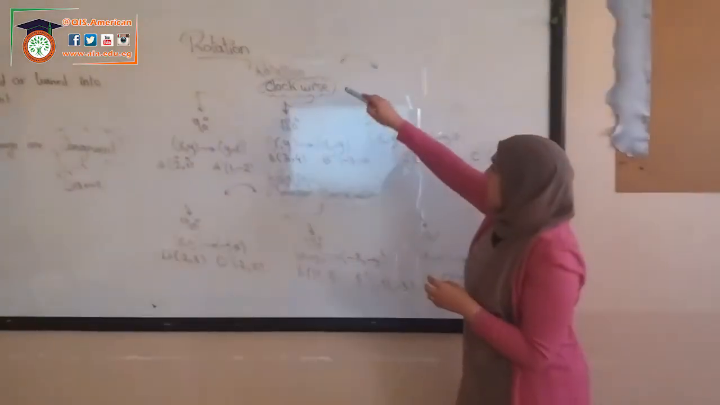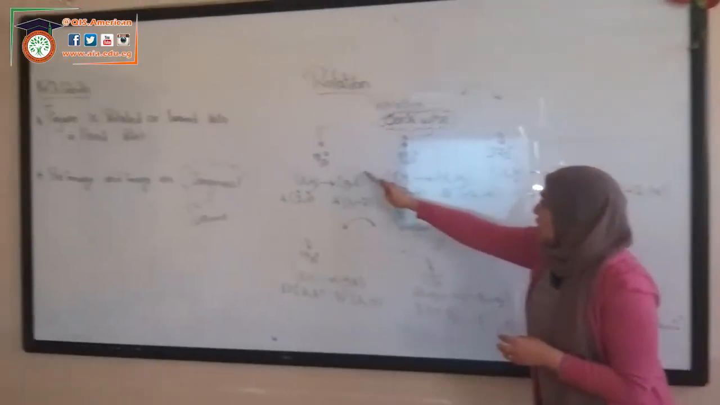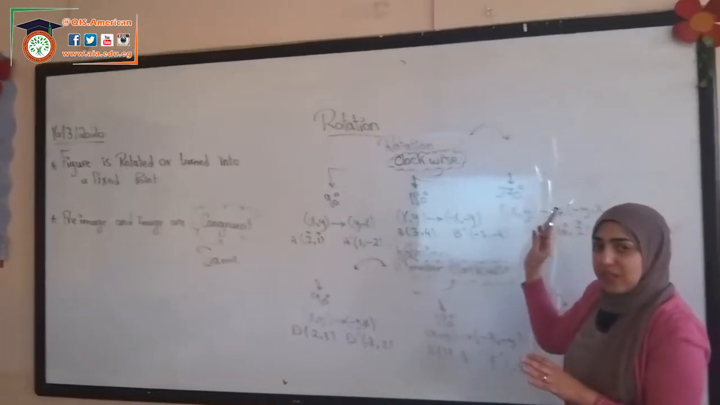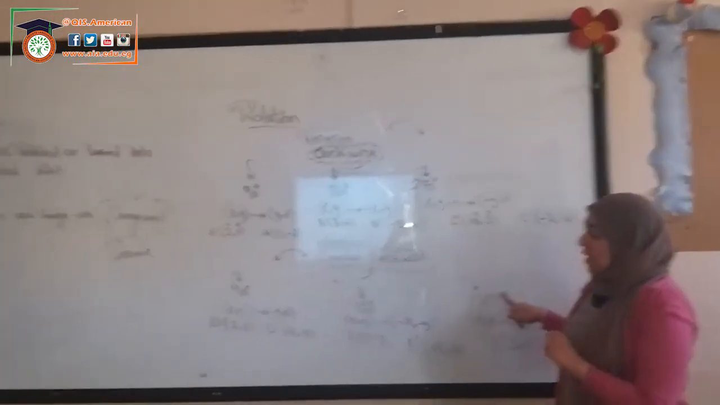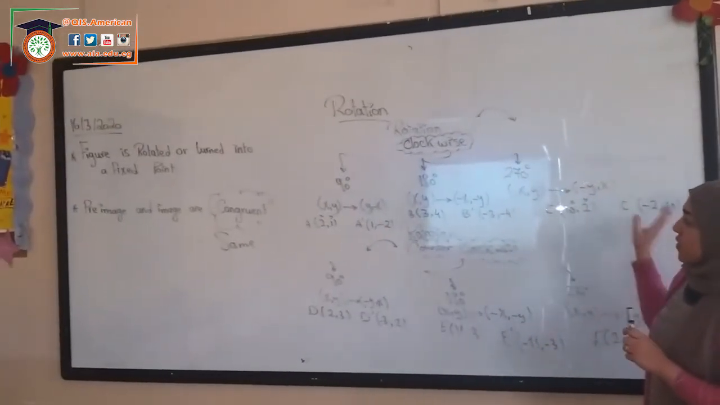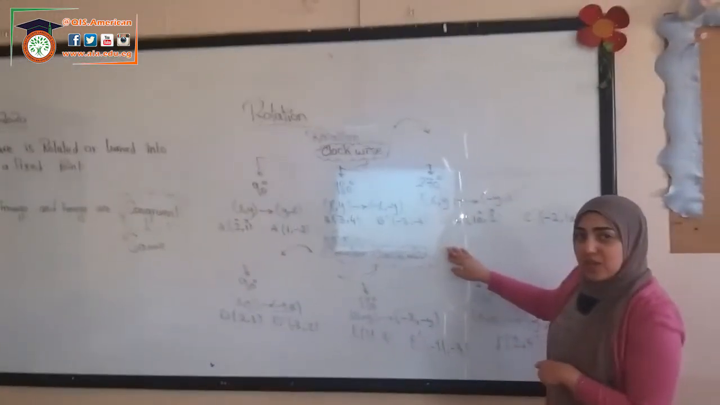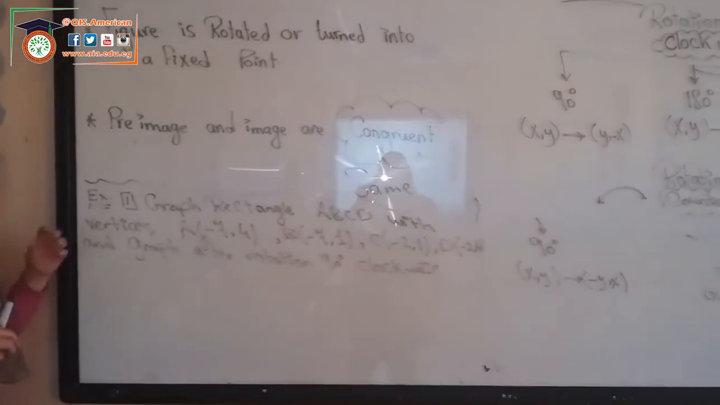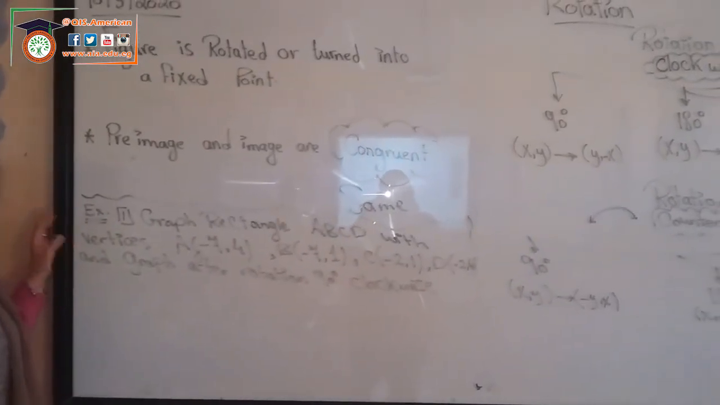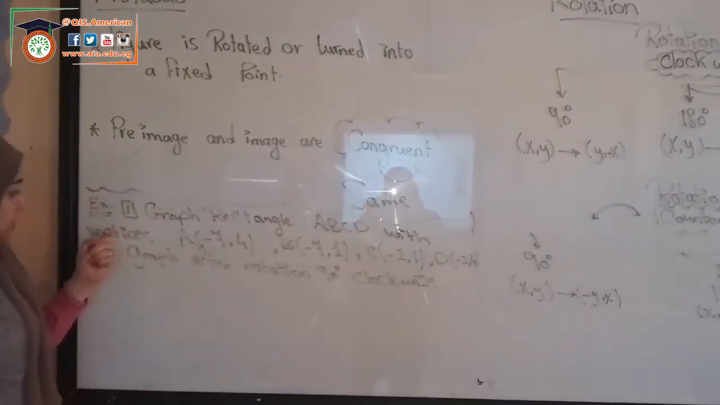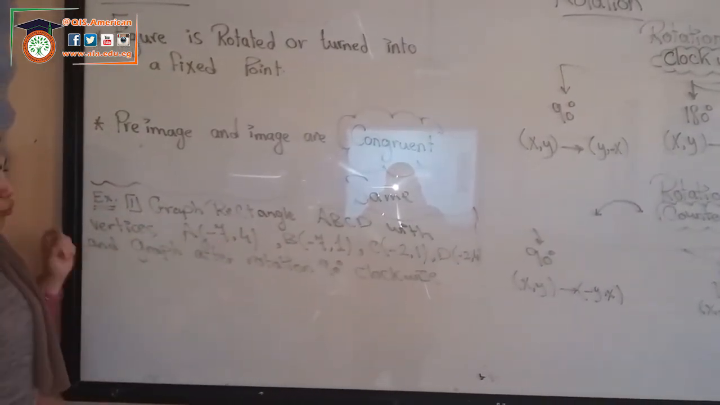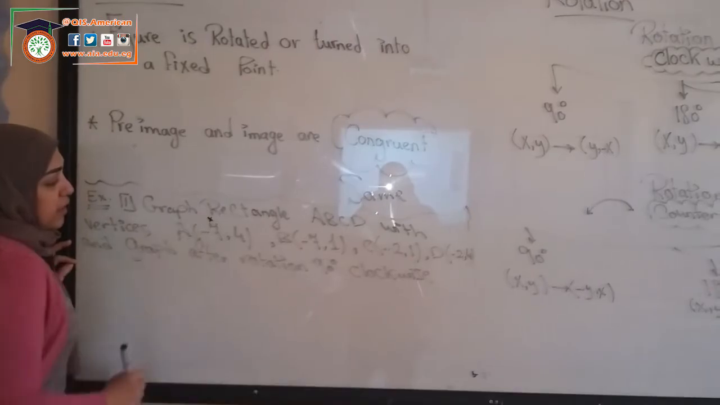Okay, and now with rotations, we have counterclockwise and clockwise: 90 degrees, 180, 270, and also in counterclockwise, 90, 180, and 270. You have to stick with this rule so we can solve the exercise. Okay, now let's solve this exercise. They ask you to graph the rectangle ABCD with the vertex A, negative 7 and 4. So negative 7 represents the x, and 4 is the y.